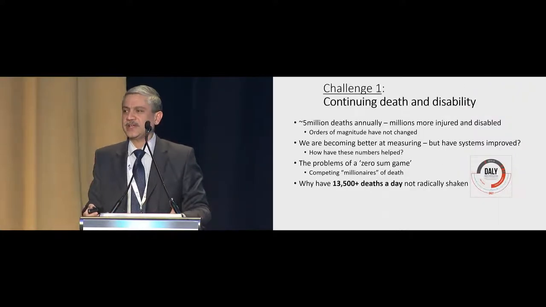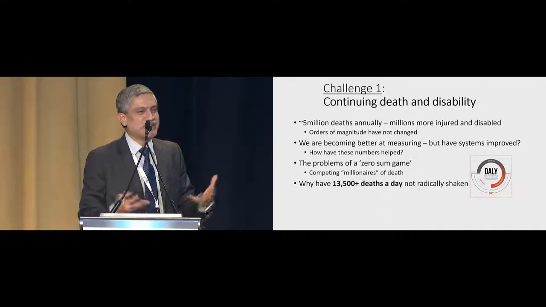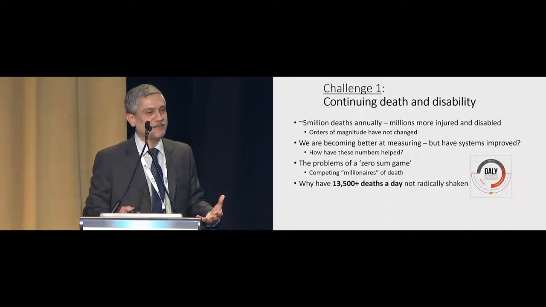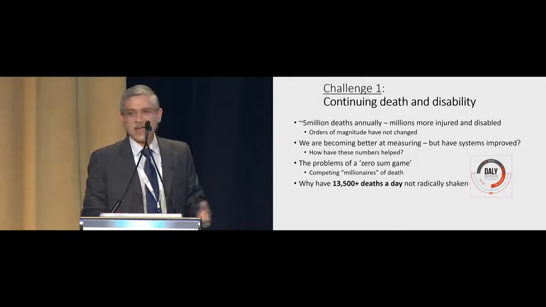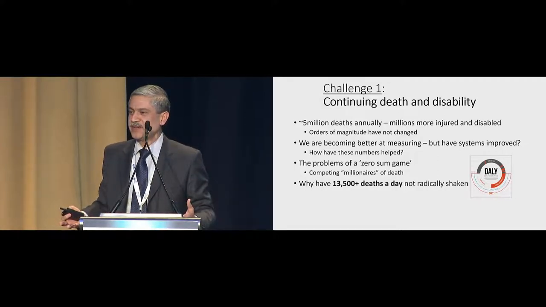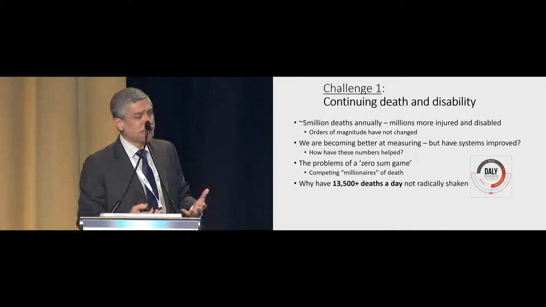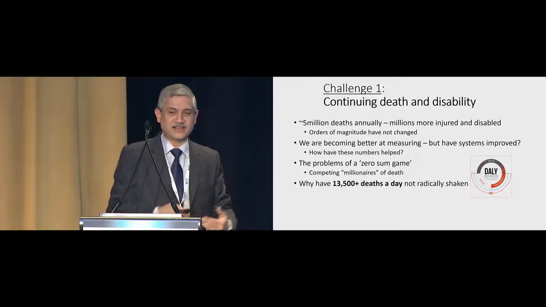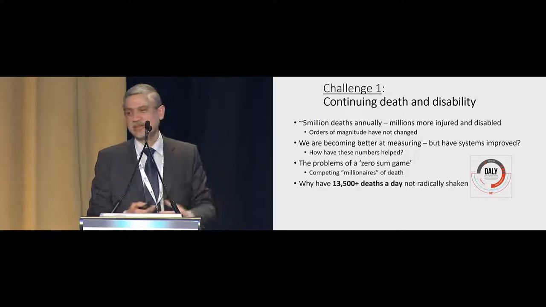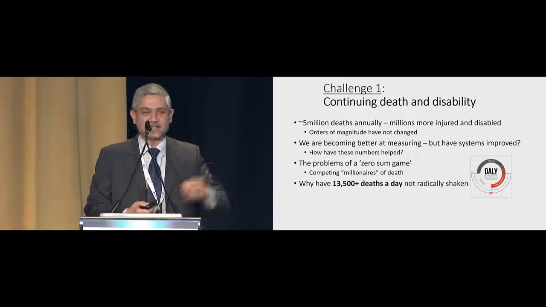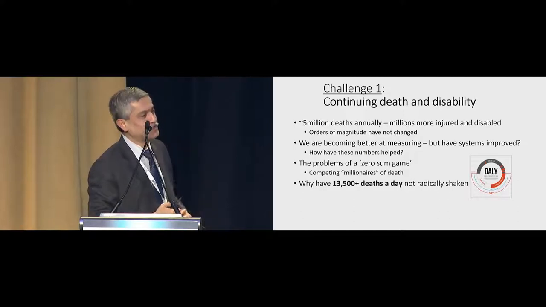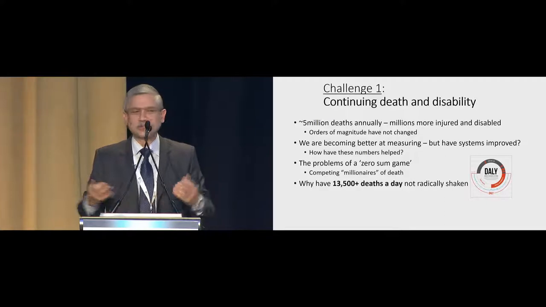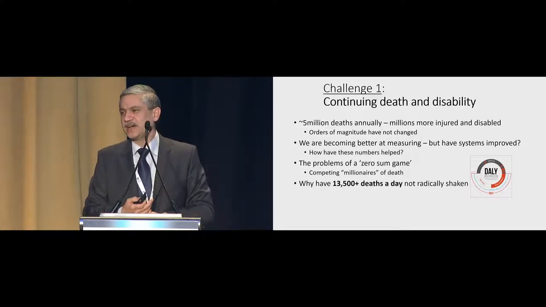So the first challenge is the fact that there is continuing death and disability without action. And certainly as a public health professional, I find this quite unacceptable. We have more than 5 million deaths from injuries and violence around the world, which really means there are nearly 14,000 deaths that are going to happen today around the world from all of injury and violence put together. And yet, we continue to accept this. And we accept this for different reasons. We accept this for both political reasons, for lack of effort.